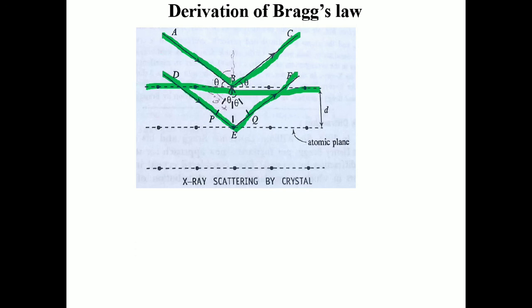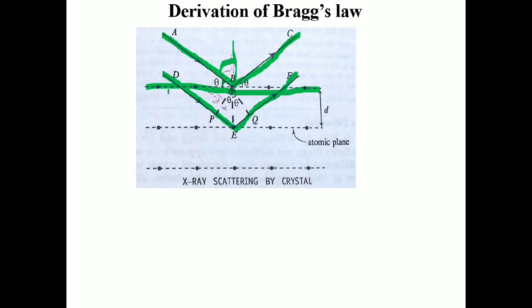The angle of incidence is different. For example, this is the normal drawn to the plane. This is known as the angle of incidence, but this is the actual glancing angle. This is known as the glancing angle. That is the angle made by the incident X-ray with the plane. It is not the angle of incidence, it is the glancing angle, and that glancing angle is required for our calculation.